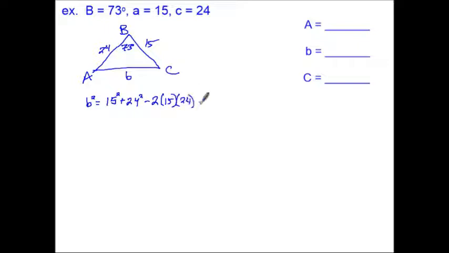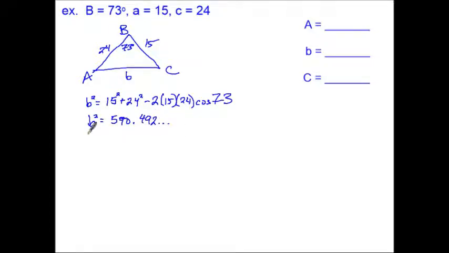Okay, and then you've got the cosine of whatever angle is across from the side you're trying to find. So there's our 73. Now the good news is, everything on the right side of this equation is a number. So basically, you can type that thing in your calculator all at once. And if you do that, you get b squared equals 590.492, and a bunch of other decimals.